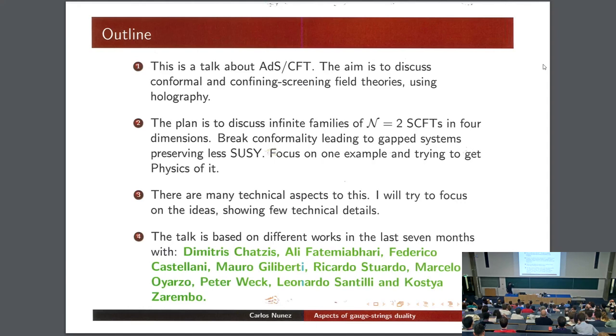So the plan is first to define a good UV fixed point, to discuss an infinite family of N=2 conformal theories in 4 dimensions, then break conformality in a way that will lead to a gapped system preserving less supersymmetry. And I will focus on one of the many possible examples that one can do of this. There are many technical aspects. I will try to focus mostly on the ideas, taking out technical details.